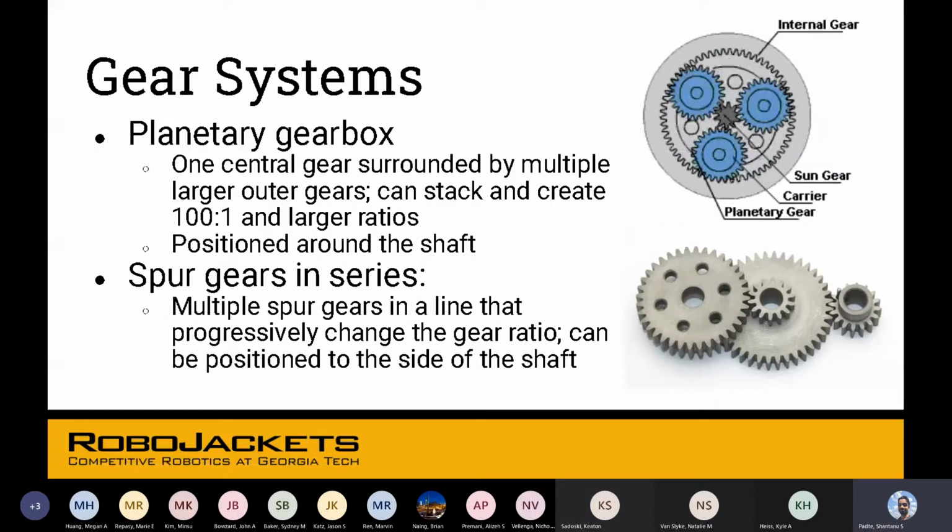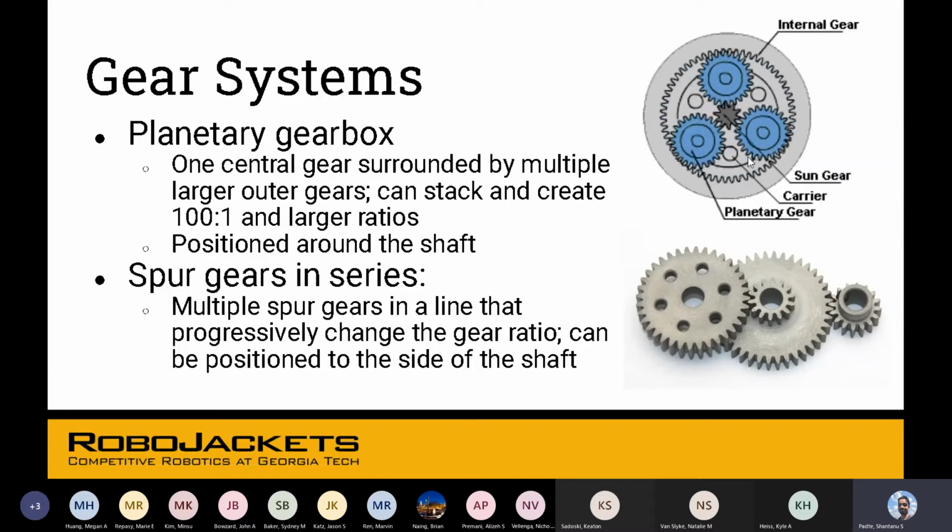Okay, moving on. So this is a planetary gearbox, a system of gears. There is a central sun gear. There are these planetary gears, and the shafts of the planetary gears are all attached to this central carrier. Then there's an internal gear, which is sort of like the outside solar system. And so like you can stack like just 3 or 4 gears together to create really large gear ratios.